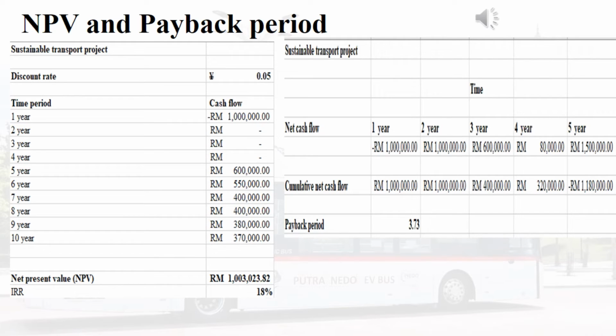On the other hand, payback period is the time in which the investors are expected to get back the money they have invested. This is also completed, followed by the payback formula. For the project, the sponsor will get back the investment in 3.73 years' time.